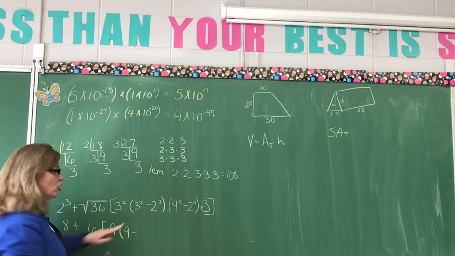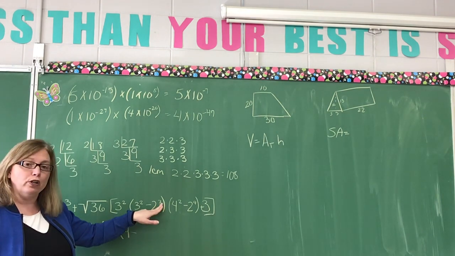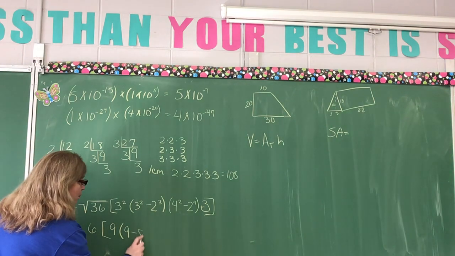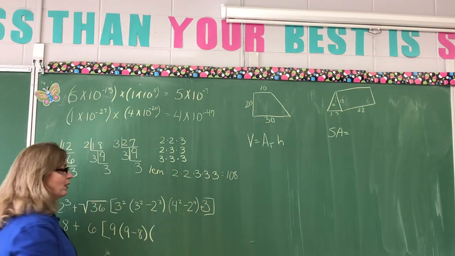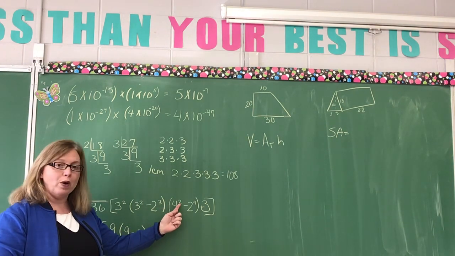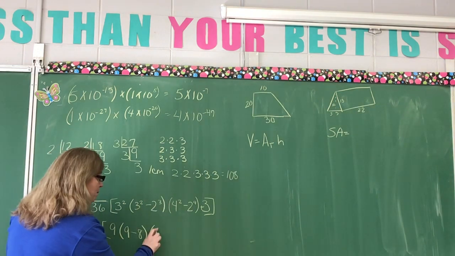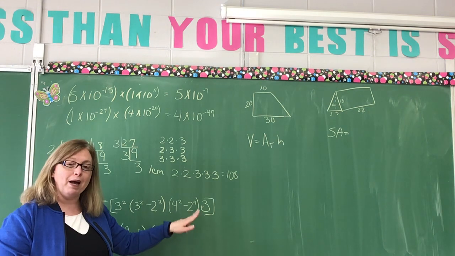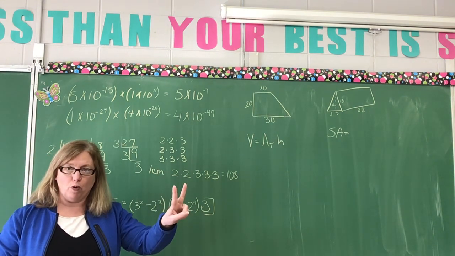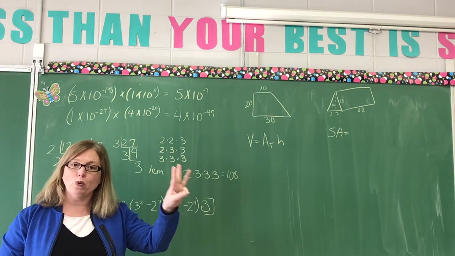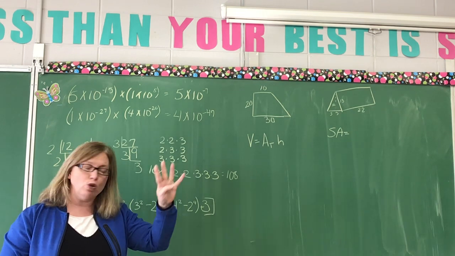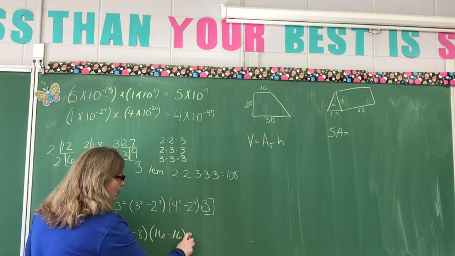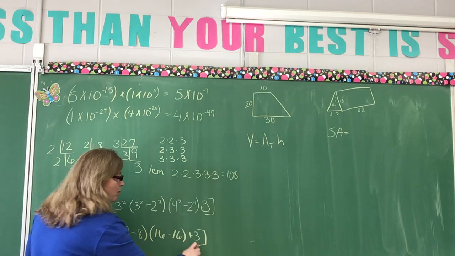Bring down my subtraction sign. 2 cubed. 2 times 2 is 4. 4 times 2 is 8. Parentheses, another set of parentheses. Now I have 4 squared, or 4 times 4 is 16. Minus 4 to the 4th power. 2 times 2 is 4. 4 times 2 is 8. 8 times 2 is 16. Now we have plus 3 and a bracket.